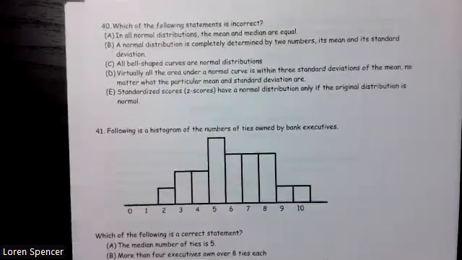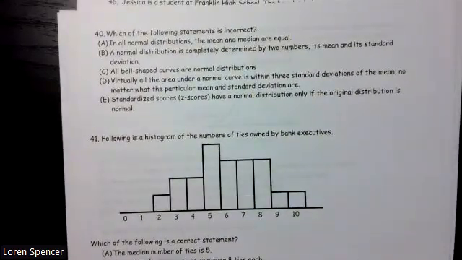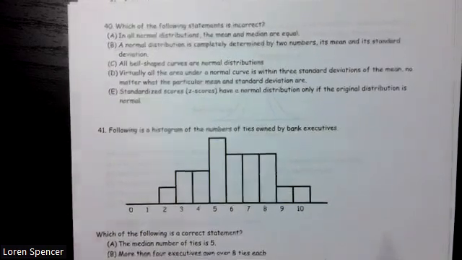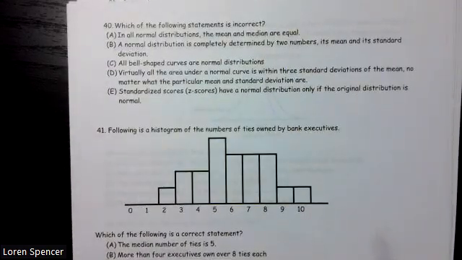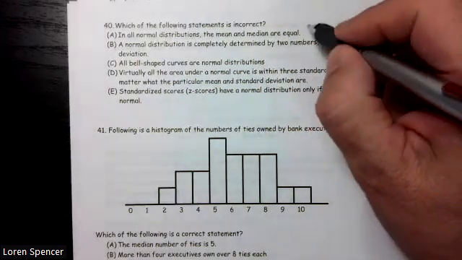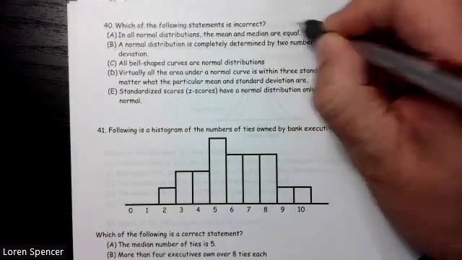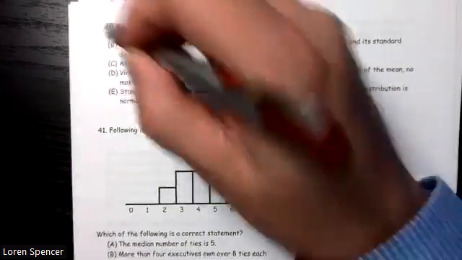All right. Which of the following statements is incorrect? In all normal distributions, the mean and median are equal. Oh, that's a true statement. Why? Because it's bell-shaped and symmetric. And if it's symmetric and bell-shaped, mean and median will be the same. It's not because it's normal, it's because it's symmetric.